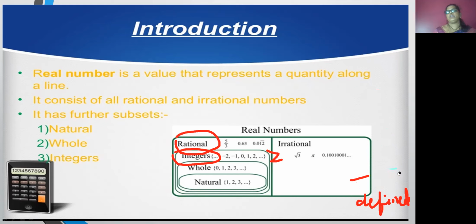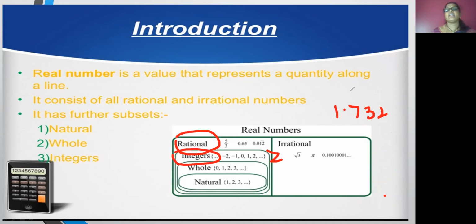Root 3 is an irrational number. Why? Because when I find the square root of 3, it will be non-terminating, non-recurring. For example, it will be 1.7320, and it goes on. It is non-recurring, not recurring also.